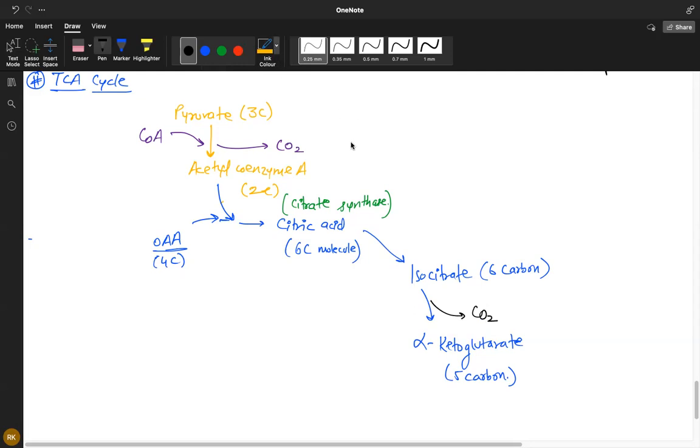And very important is, you have NAD that comes in and NADH plus H plus that goes out. Now keep remembering this molecule, NADH.